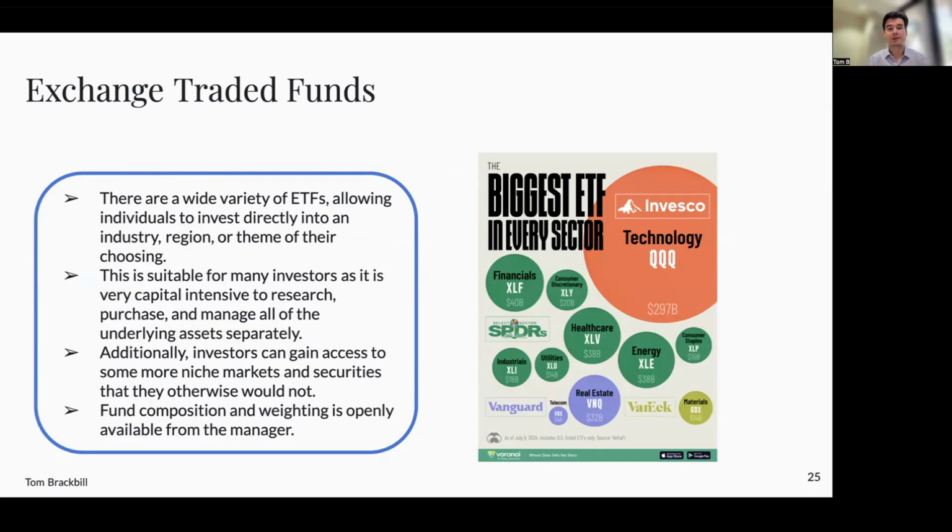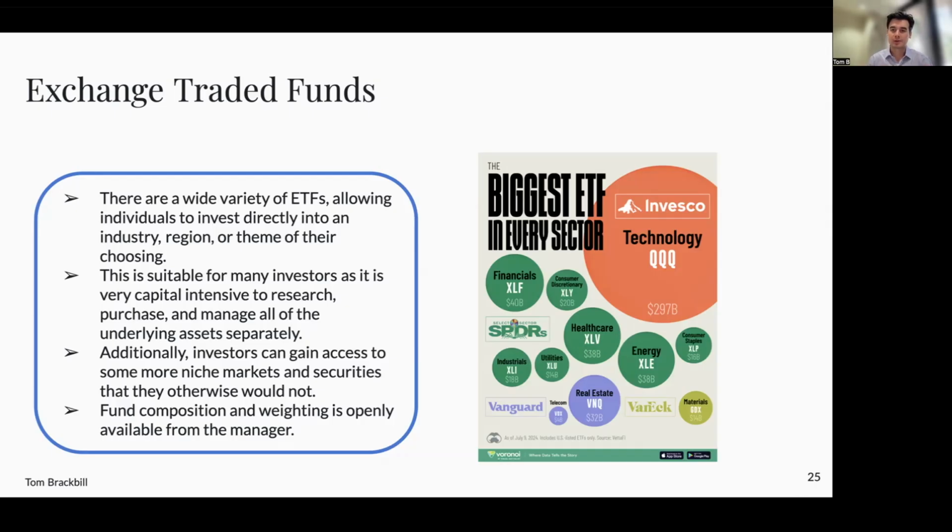Additionally, investors can gain access to some more niche markets and securities that they otherwise would not, such as different countries or asset classes. Finally, fund composition and weighing is openly available from the manager. So all of this is disclosed, and you can see which stocks really are comprising the most weight in these indexes and what you're truly getting exposure to.